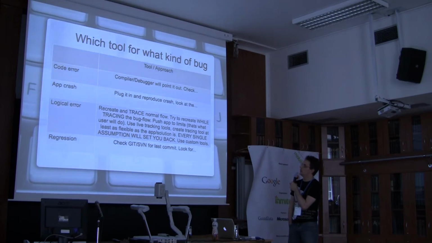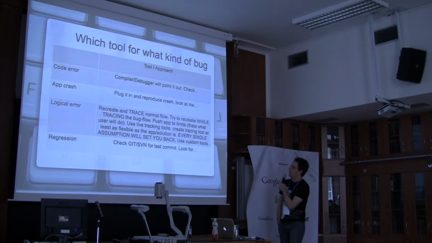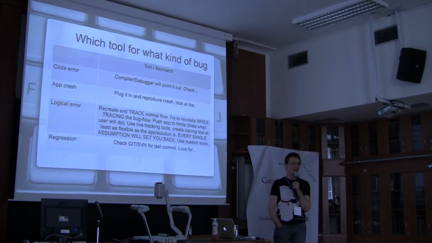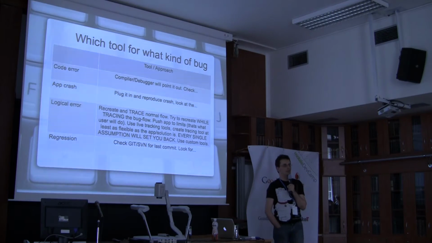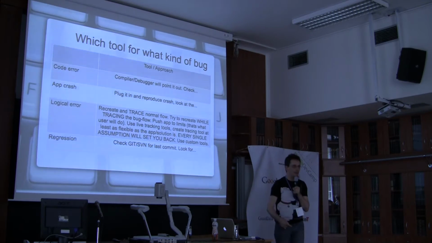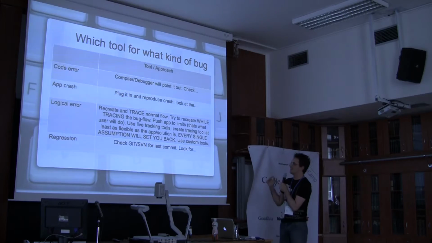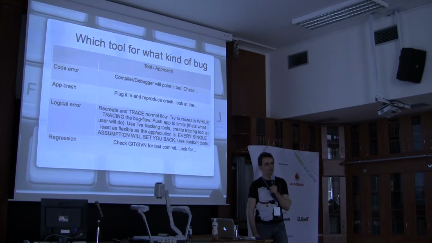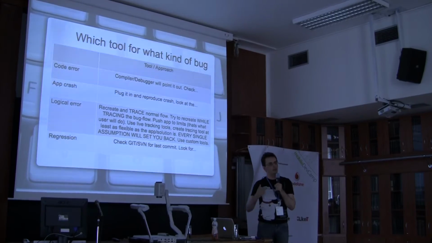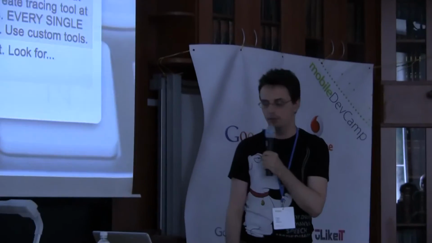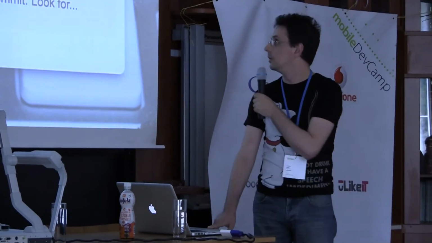Then use live tracking tools. What I mean by that is create a tracking tool that is at least as flexible as the solution is, which can actually follow the application, which can follow the logic, which can be right there when the bug happens. And remember that every single assumption will set you back. That's a golden rule for me. Every time I make an assumption, it sets me back. It's like 2 hours lost or 1 hour lost, and I have to start from scratch again. And custom tools, that's something I want to get to quickly.